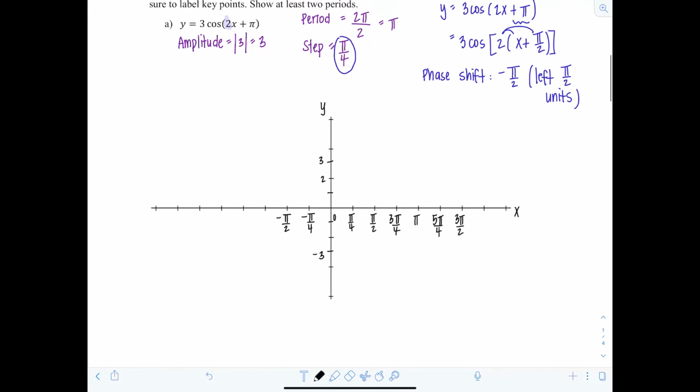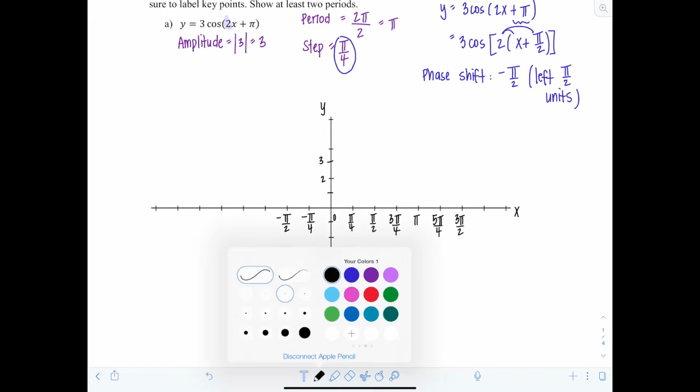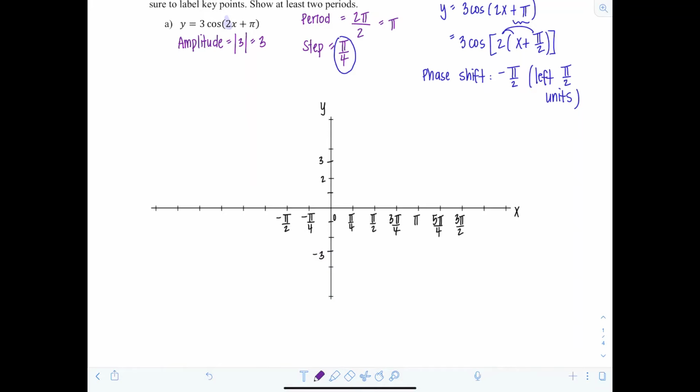So cosine, remember, cosine starts at its max value. So since we've shifted negative pi over 2, that's basically where my new y-axis is. You could think of it as that's our starting point here at negative pi over 2.